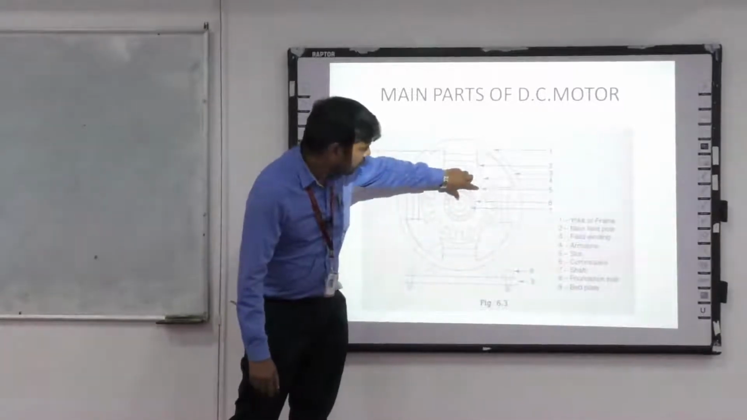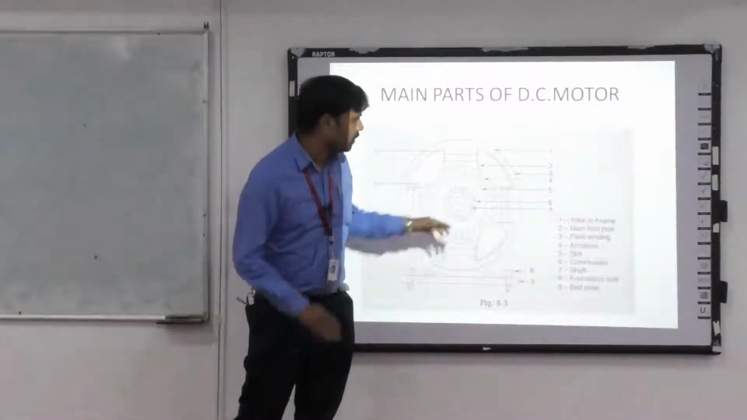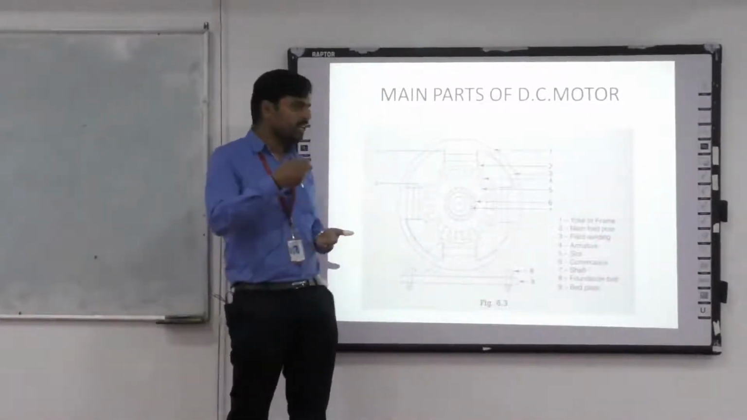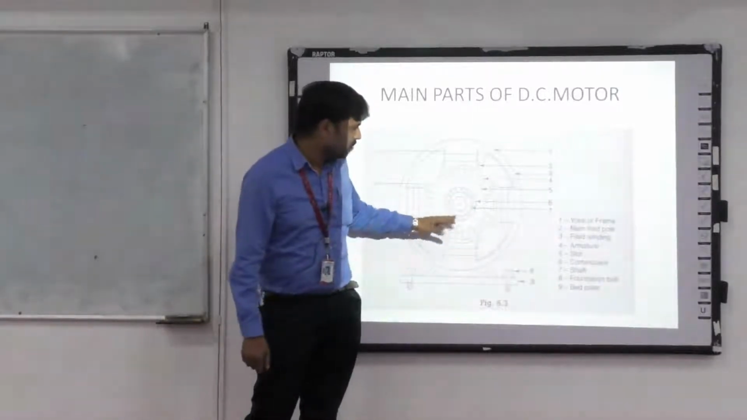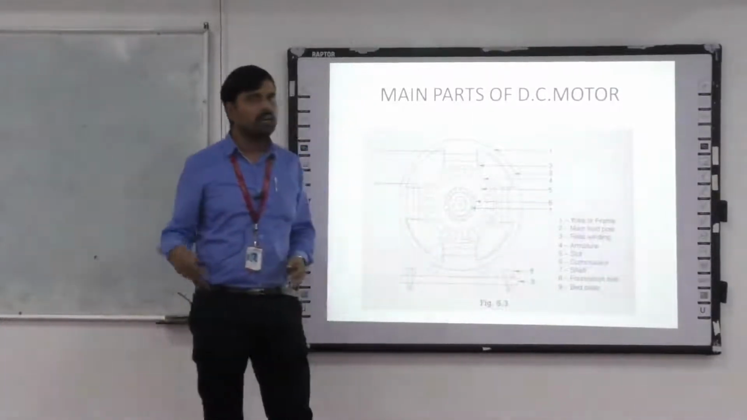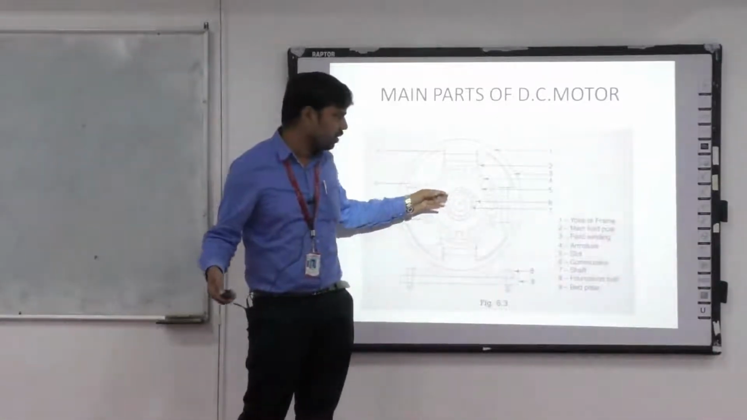Here you see that commutator segments will be there. Commutator is nothing but here we are going to transform the second half cycle in the AC to the positive half cycle. Then there will be a shaft, because in a motor the rotor is a mechanical shaft. So the shaft only we are going to connect with the load.